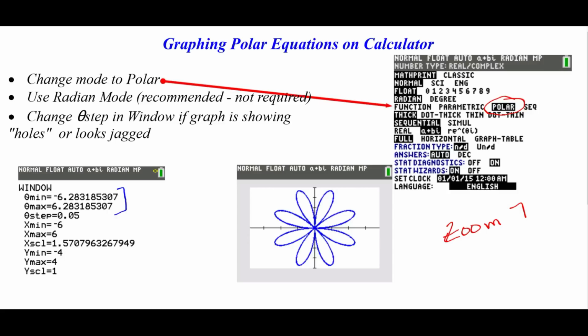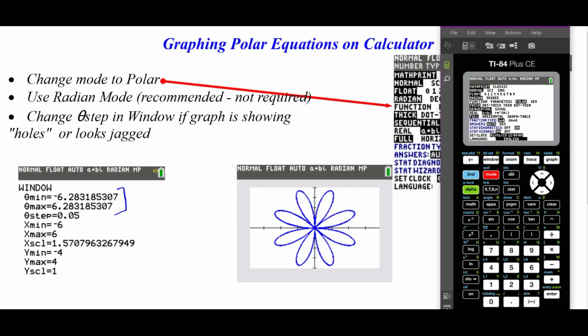We have to be careful with the theta min, the theta max, and the theta step. First of all, the theta step determines how smooth your curve is, but if you make theta step too small, then your curve is going to plot really slowly. So you want to be careful with that. And sometimes you're going to have to change your theta min and theta max to get an entire graph. We'll look at a couple examples of that in just a second.